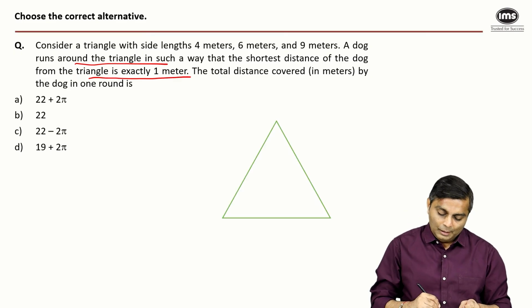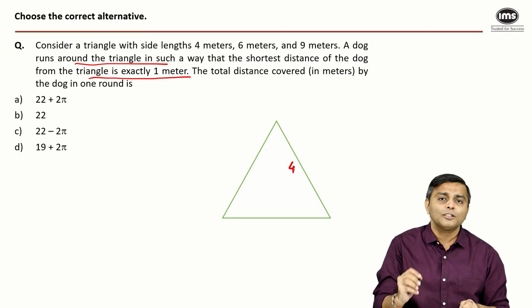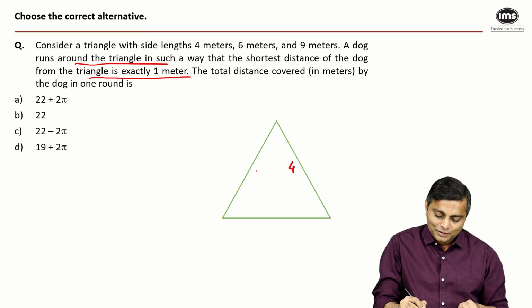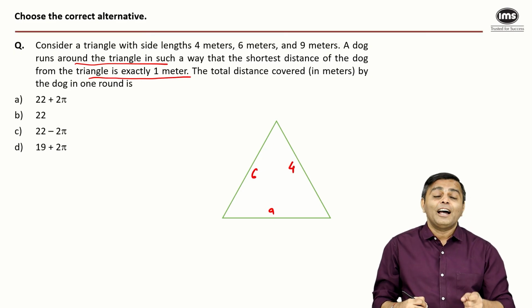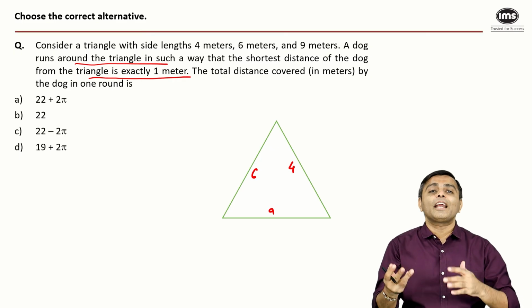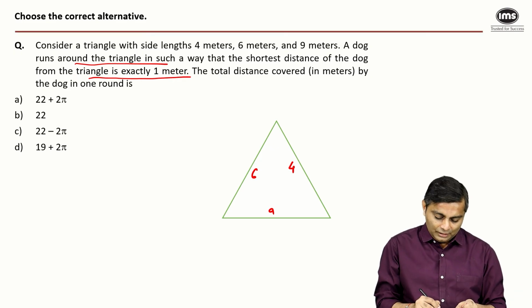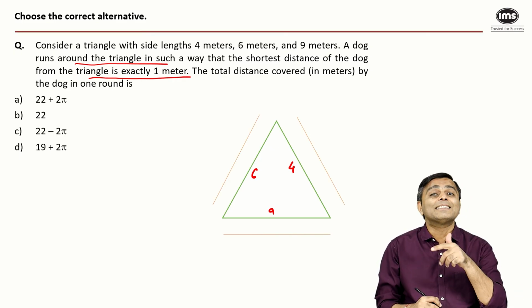I'm going to first draw the triangle. Let's say the sides are 4, 6 and 9. Doesn't look like it, but please bear with me. So this is 4, 6 and 9. If the dog is running around the triangle at a distance of 1 meter, the dog is going to run, let's see, along these lines.